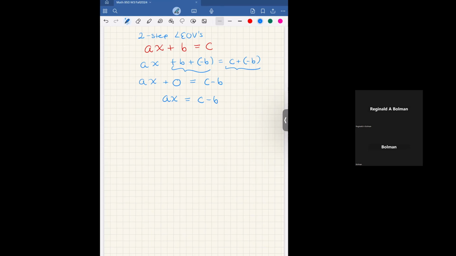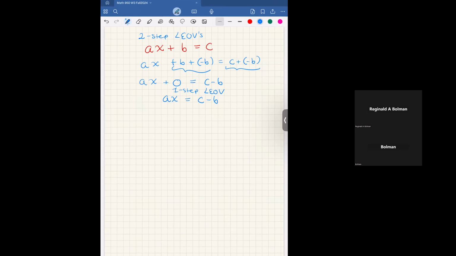At this point, you'll note that we have reduced a 2-step LEOV to a 1-step LEOV. This is the general pattern that you need to look for as you're solving these various linear equation of one variable problem statements. You always want to take a more complicated LEOV and reduce it to its less complicated form.